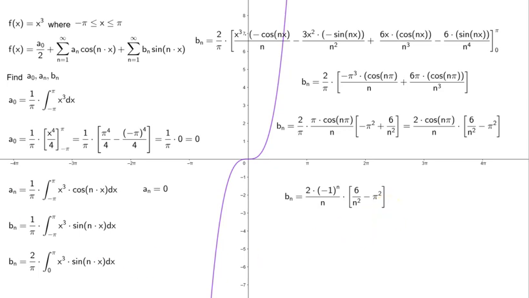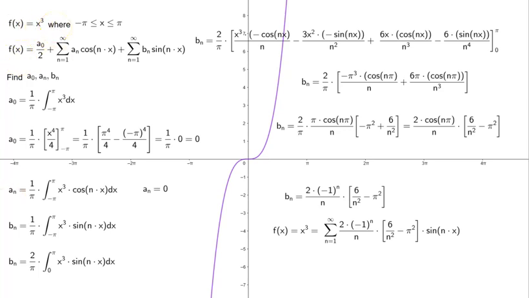Now we substitute it in the Fourier formula. f of x equal to x cube is equal to summation as n goes from 1 to infinity of, remember, a naught is 0, an is 0, so that means only bn will remain, times sin nx. That is the Fourier series for f of x equal to x cube.